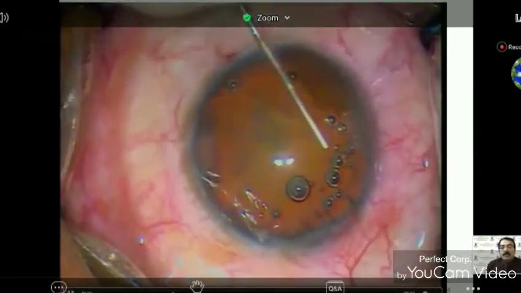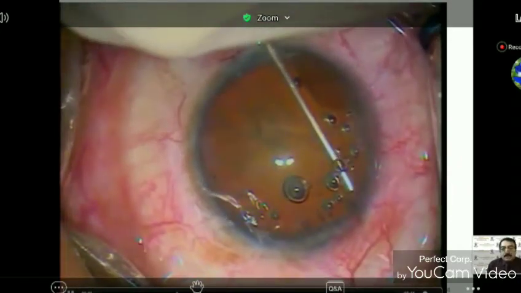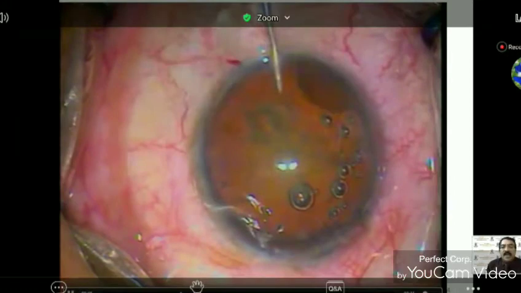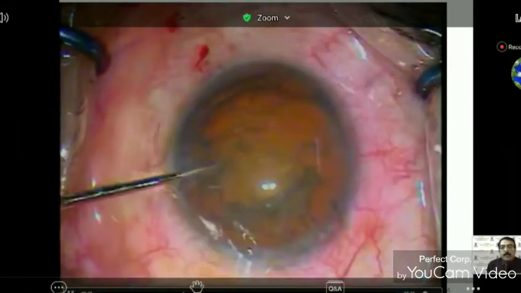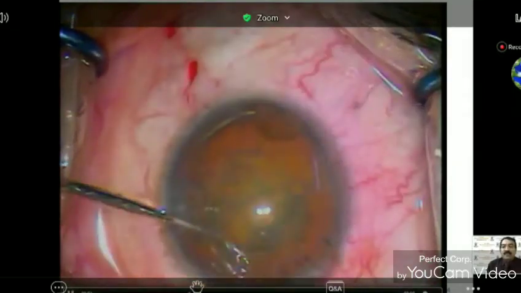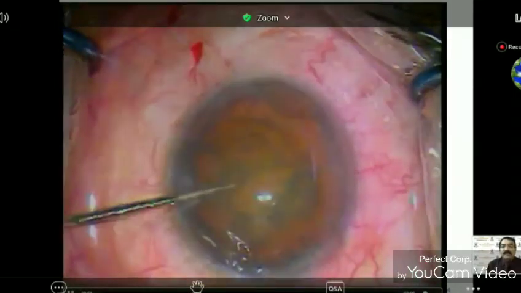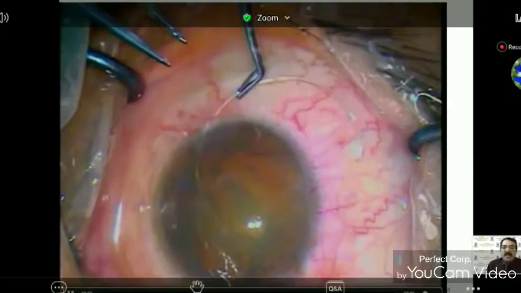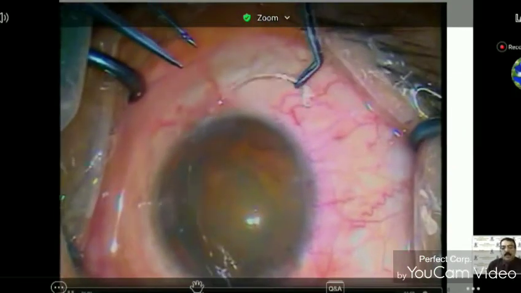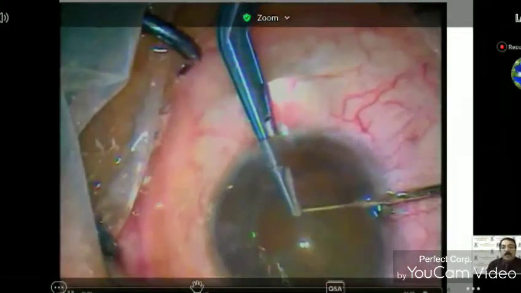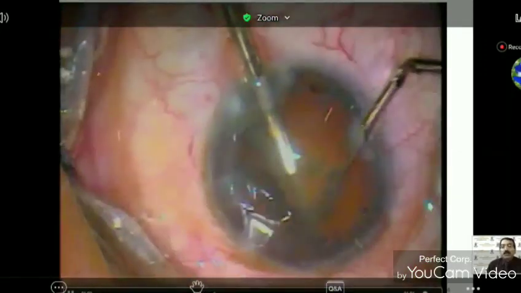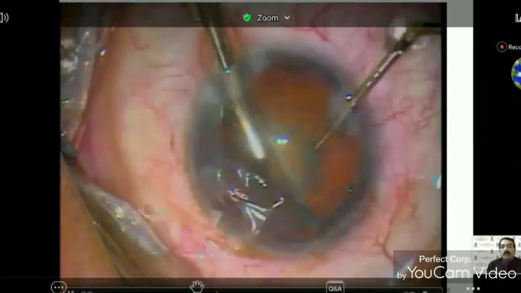So we do a capsulorhexis and very gentle hydrodissection and hydrodelineation, and at every point of time we know that things might go wrong, things might become difficult, and we're trying to see if the nucleus will rotate. It does rotate, and we put in the CTR for the stability of the capsular bag. Once the capsular bag is more stable, rotation is also better, and we do a straight chop for the nucleus management.